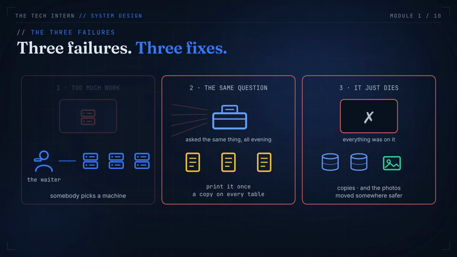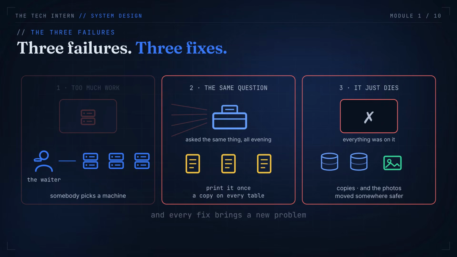Keep a live copy of the database on a second machine and move the photos out to storage built specifically for holding files safely. Now look at what we just did across those 3 fixes. We didn't rewrite the app, we didn't make the code cleverer. All we did was decide where the pieces live. That's system design. And every single fix we just added brings a problem of its own.